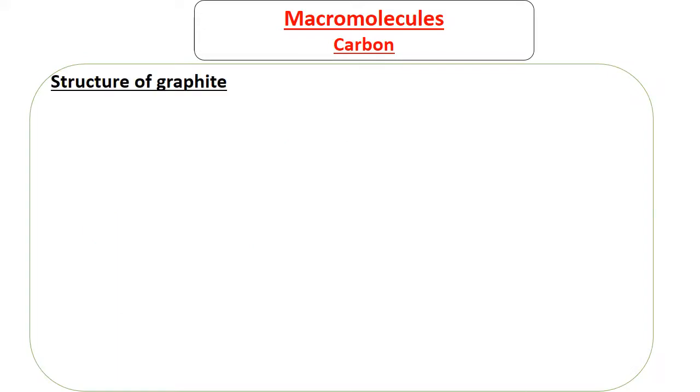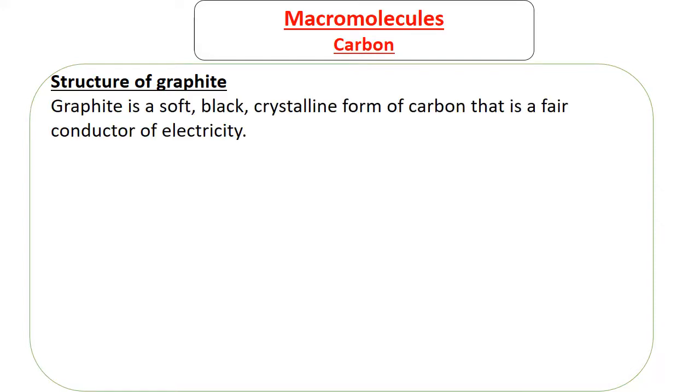We're going to start with the structure of graphite, the physical properties of graphite, and the uses of graphite. When we are done, we also move to diamond. Graphite is a soft, black, crystalline form of carbon that is a fair conductor of electricity. So there's something interesting here.